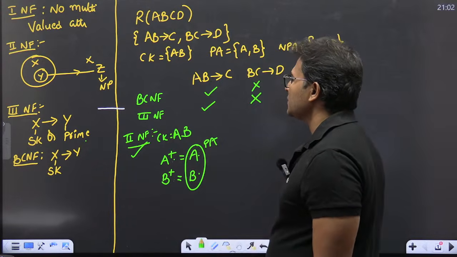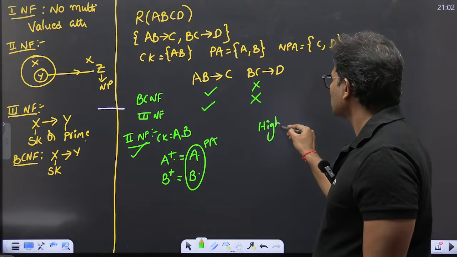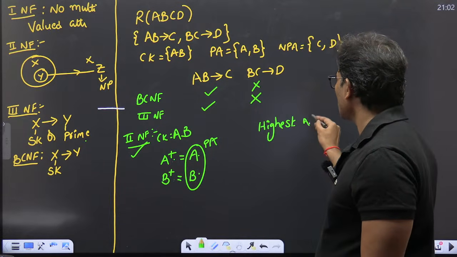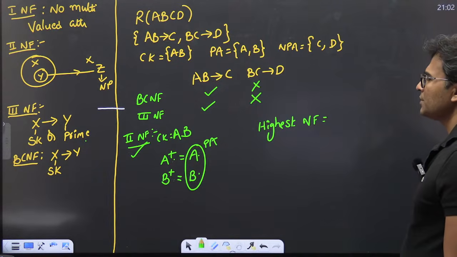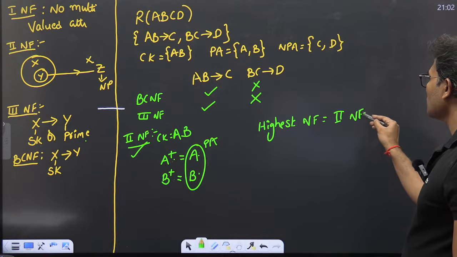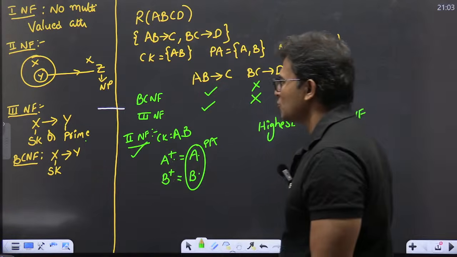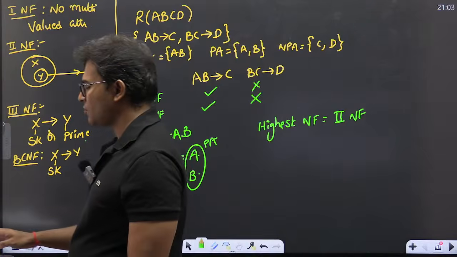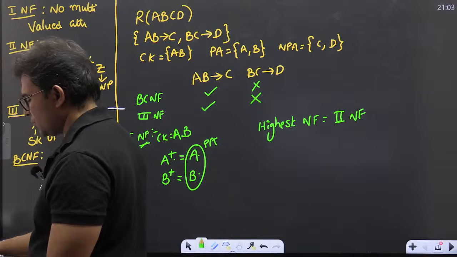So what is the answer? The highest normal form is second normal form. Okay? Good. Cool.